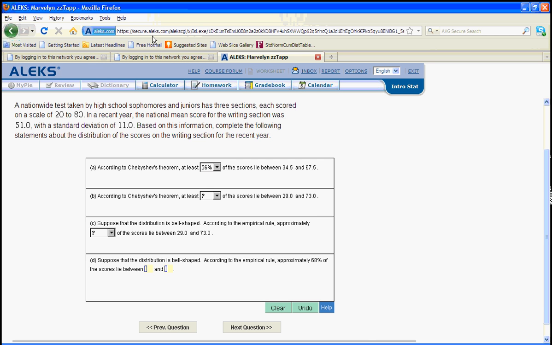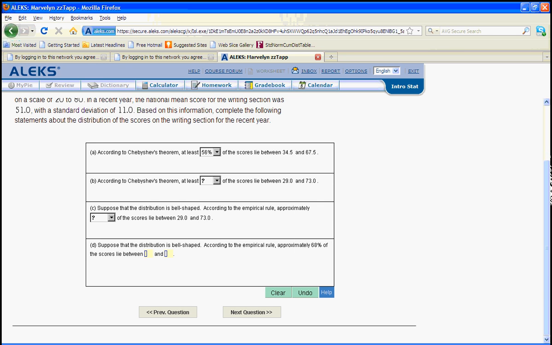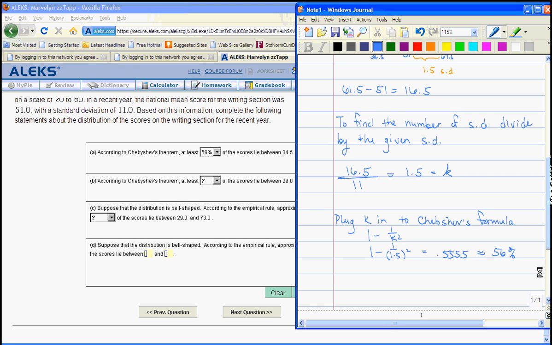Okay, so taking a look at B, pretty much the same thing. We're going to do it the same way. Maybe we can go a little bit faster this time.